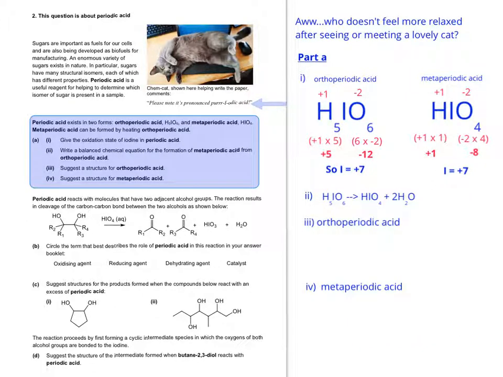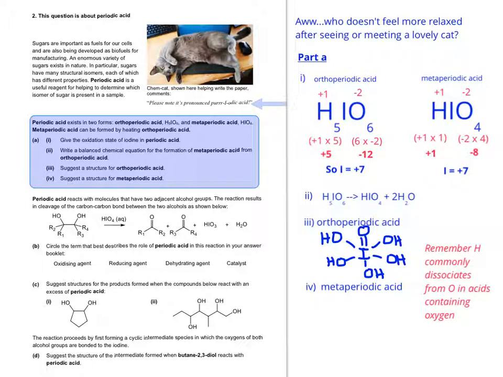So in the next part they want 2 structures, one for orthoperiodic acid and one for metaperiodic acid. Remembering that hydrogen commonly dissociates from oxygen in acids that contain oxygen, such as H2SO4 and HNO3, I know that I can write quite a few OH groups on the iodine of orthoperiodic acid. But because I only have one hydrogen coming off metaperiodic acid, I've got to be a bit careful how I write that. It's got to be on an OH, and then the remaining bonds have to be iodine double bond oxygen.